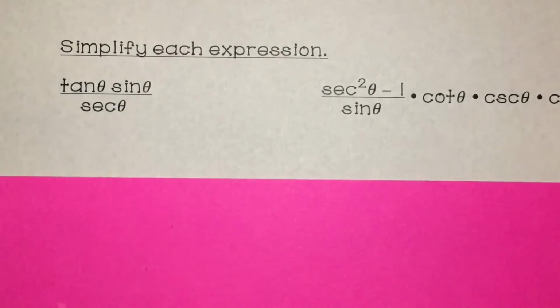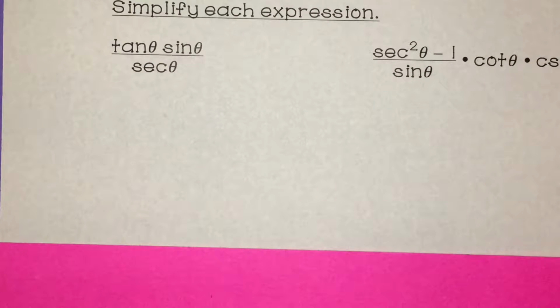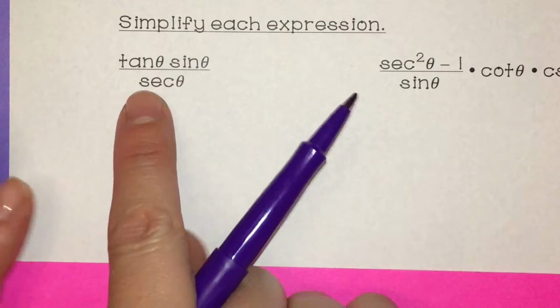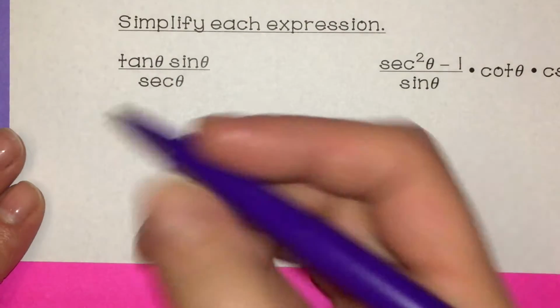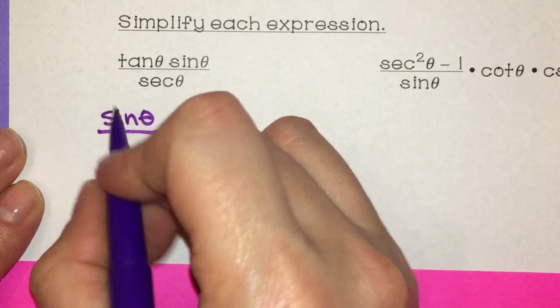I'm just going to zoom in and we're going to do this first one. Tangent theta times sine theta divided by secant theta. So when you're simplifying expressions, you want to get it reduced as much as possible. And sometimes it's just easier if you write everything in terms of sine and cosine, so you can simplify it as much as possible. So if you look back at your trigonometric identities, it'll always help you to remember what everything equals. So tangent theta equals sine theta over cosine theta.